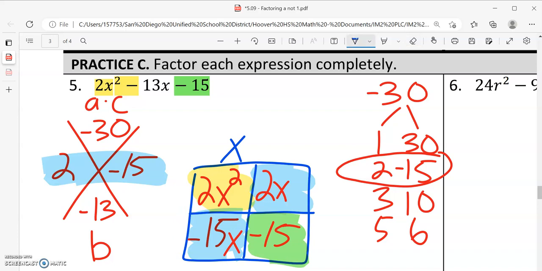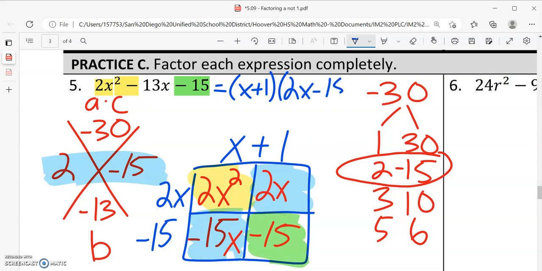Now let's work our way around. X times what is 2x squared? We're missing a 2x. Then 2x times what is positive 2x? Just 1. We already got everything we need. And last one is 1 times what is negative 15? Negative 15. And check our last box. Is negative 15 times x negative 15x? It is. So we did it right. So this is equal to x plus 1 times 2x minus 15.